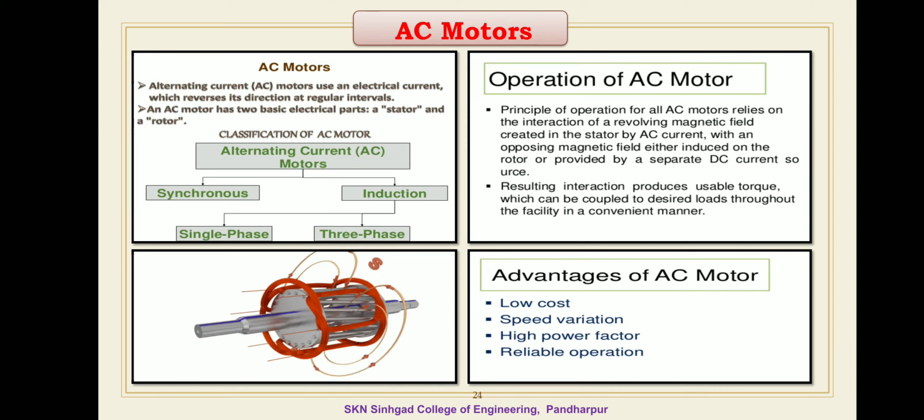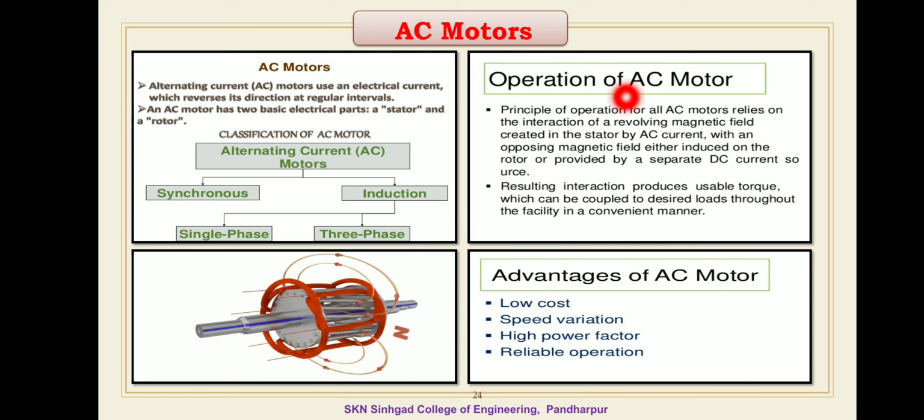Now the working principle of an AC motor. When a current is supplied to the stator winding, it sets up a rotating magnetic field in the stator. The rotating magnetic field causes a magnetic field to be set up in the rotor also. This animation shows exactly the working principle of an AC motor. The attraction and repulsion between these two magnetic fields causes the rotor to turn. This is the working principle of an AC motor.